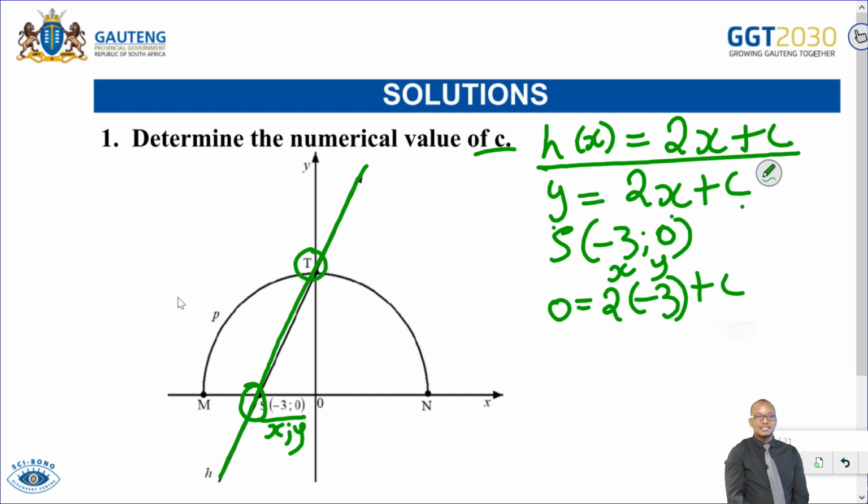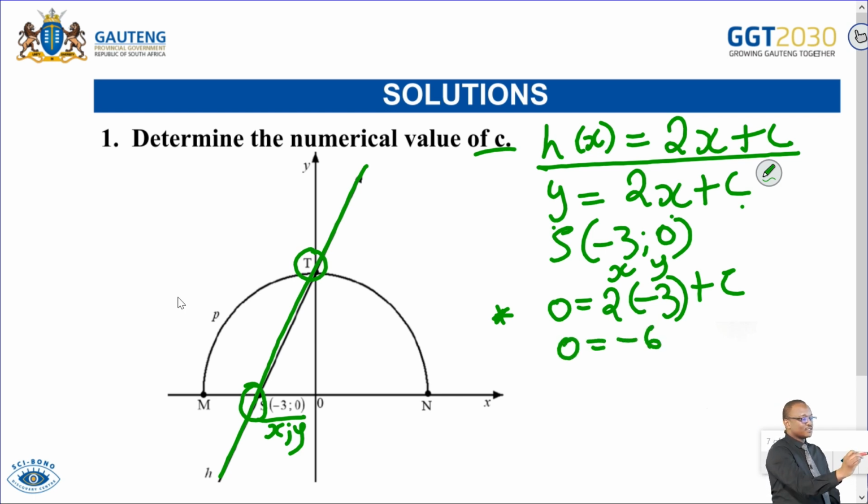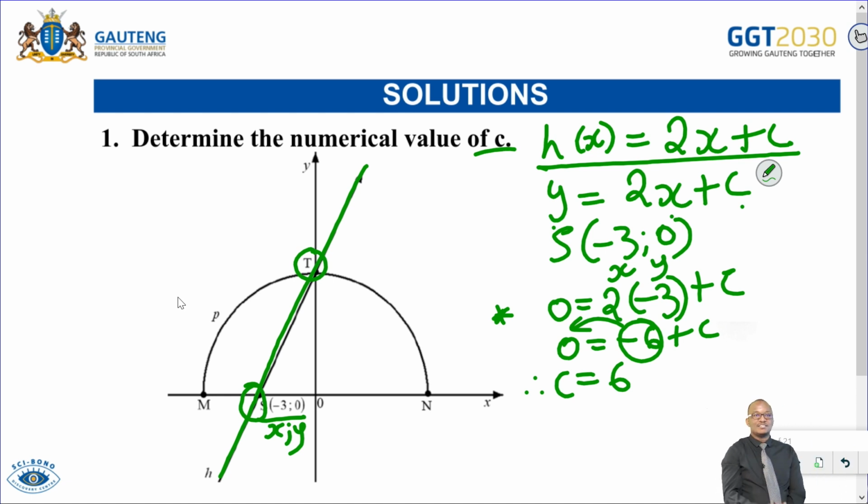So now you can see that at this point, I have only one unknown, which is C. Then we can make C the subject of the formula. So we'll know that 0 is equal to -6 plus C. Therefore, your C is going to be 6, as I'm transposing this -6 to the left-hand side. Remember, it jumps the equal sign, then it becomes positive. So we can say the numerical value of C is 6, correct?